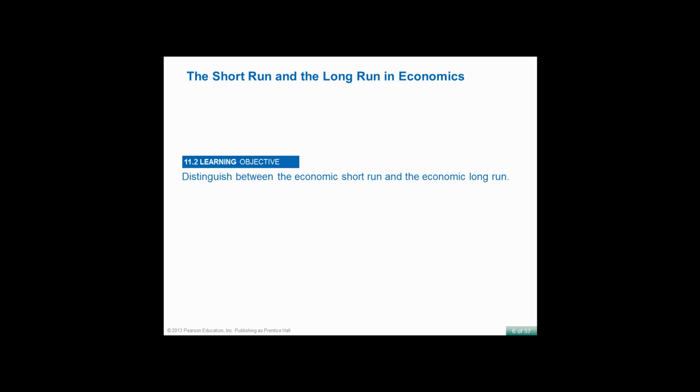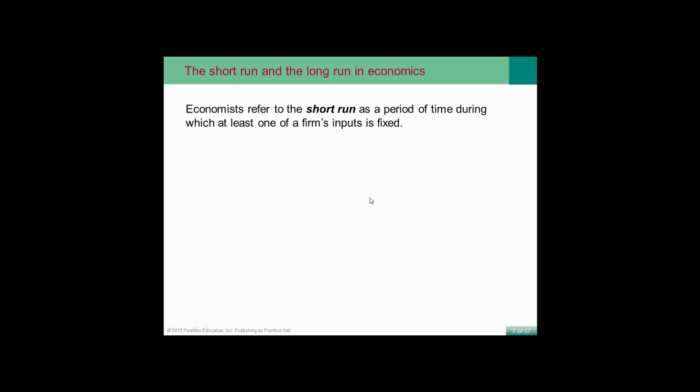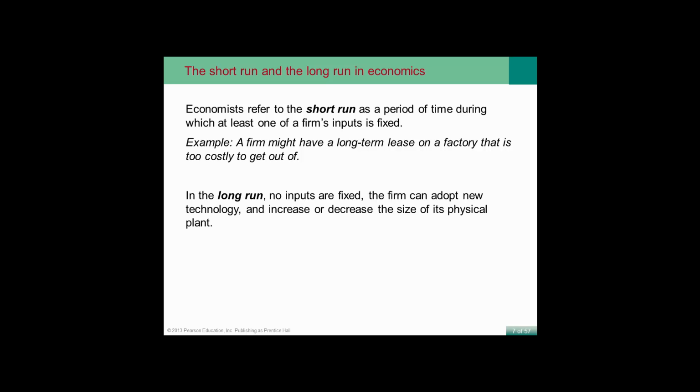So we're going to talk about what's the difference in an economic short run and an economic long run. So economists refer to short run as a period of time during which at least one of the firm's inputs is fixed. A lot of times we're talking about like the size of the store or the machine or equipment. This is a fixed number. For example, a firm might have a long-term lease on a factory and it is too costly to get out of. So in the short run, we're not going to change that, but in the long run, we might renegotiate or move someplace else. In the long run, no inputs are fixed.